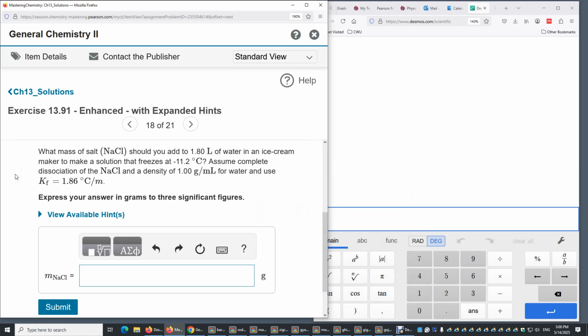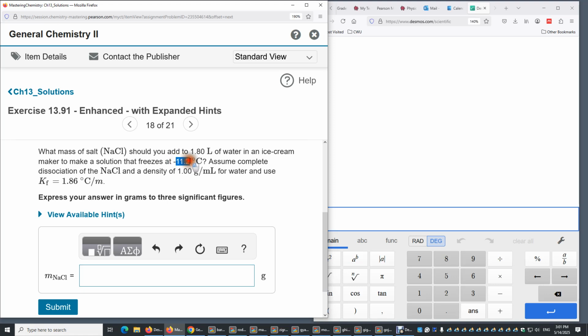Chapter 13, Solutions. Exercise 13.91. What mass of salt should you add to 1.8 liters of water to make a solution that freezes at negative 11.2 degrees Celsius? Assume complete dissociation of the sodium chloride salt and a density of 1 gram per milliliter for water. Use the freezing point depression constant of 1.86 degrees Celsius per mole.